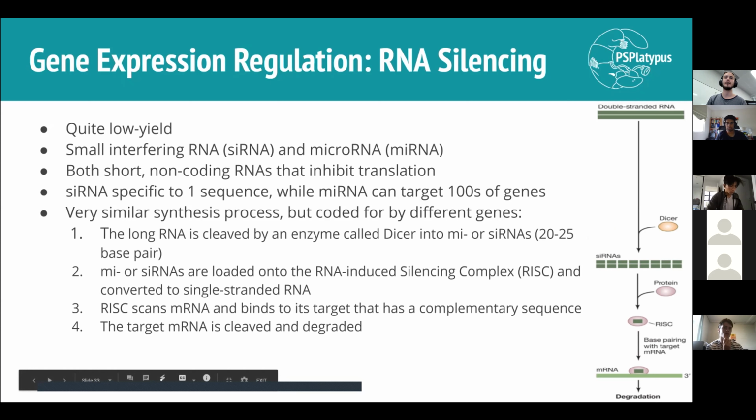It's pretty low yield. Yeah, siRNA is more specific. I remember that because S is for specific, and microRNA is less specific. So siRNA is specific to like one sequence. It will bind only to one sequence, whereas microRNA can target a bunch of different genes that have been transcribed and stop that mRNA from getting into the ribosome, and tell the cell for the mRNA to be broken down rather than be translated into a protein.